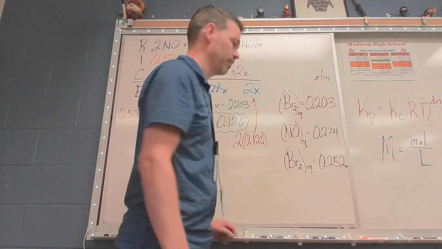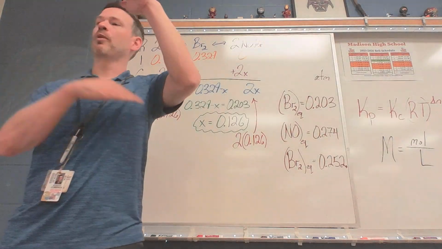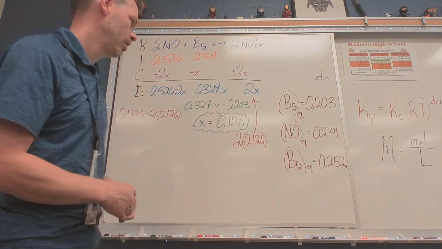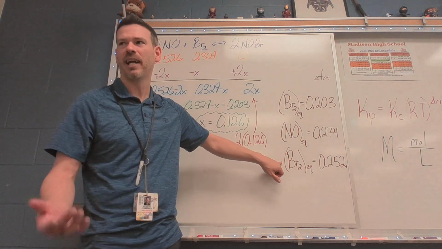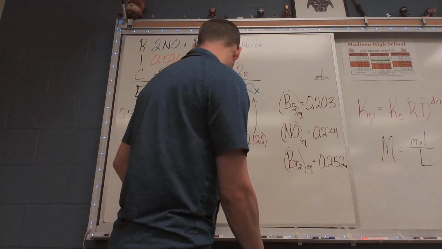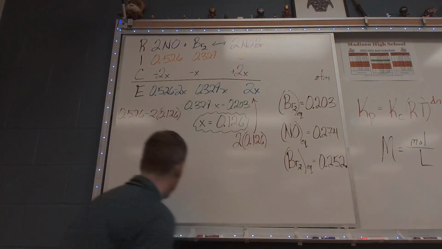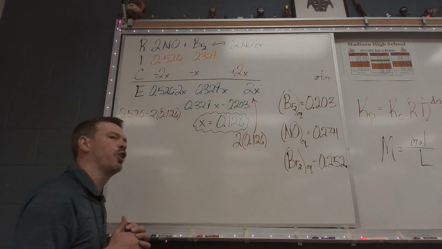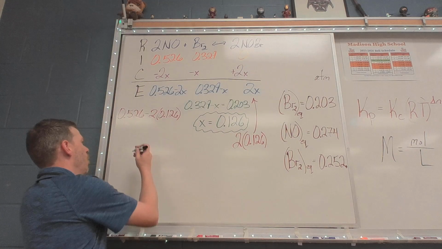Just because it's P doesn't change the equation. The K equals products over reactants never changes. All the P means is that these will be in parentheses instead of brackets. I'm going to start doing some work up here. If you feel stuck, you can look at mine. If you don't want to, don't.